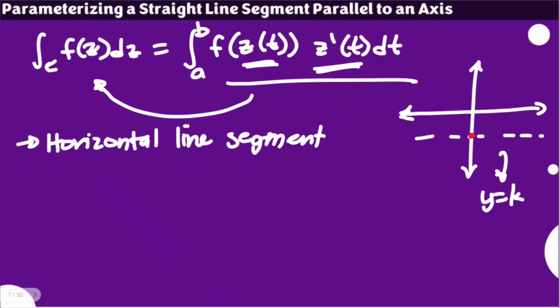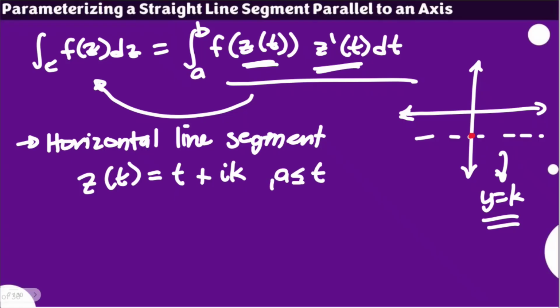So the parametric form, or the parameterization, of the horizontal line is in this manner. Your z(t) is just basically t plus ik. That is its form, where your k is the value of y where the line intersects the y-axis. So this is its form. But your t is between a and b.